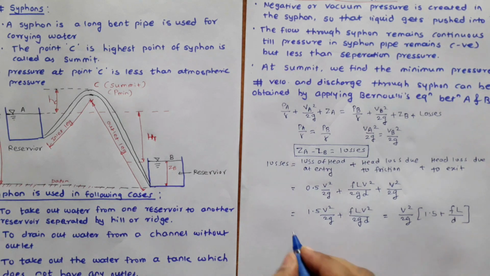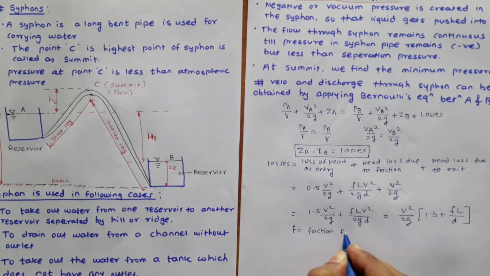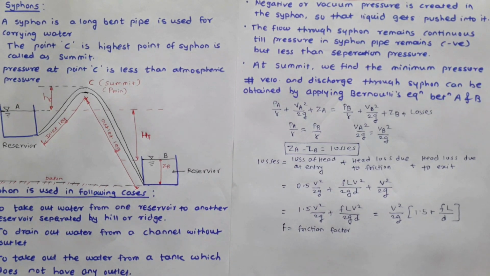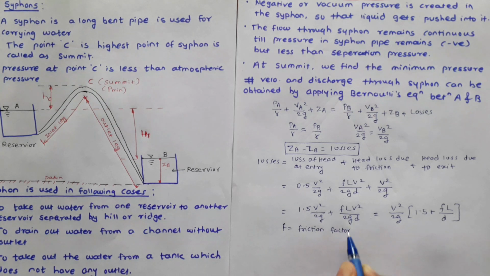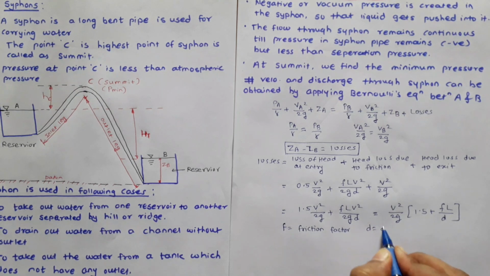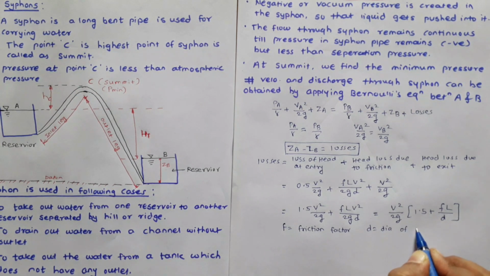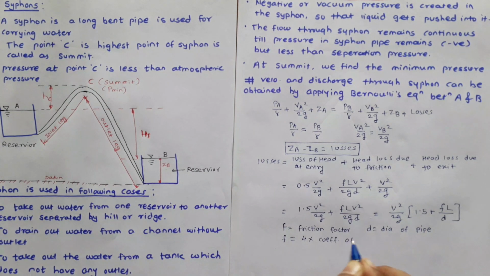Okay, so in this equation, f is known as the friction factor. V is the velocity, L is the length of the siphon, g is acceleration due to gravity, D is the diameter of the siphon pipe, and f is the friction factor. So we can convert this equation into the coefficient of friction. The friction factor f is equal to 4 into the coefficient of friction.